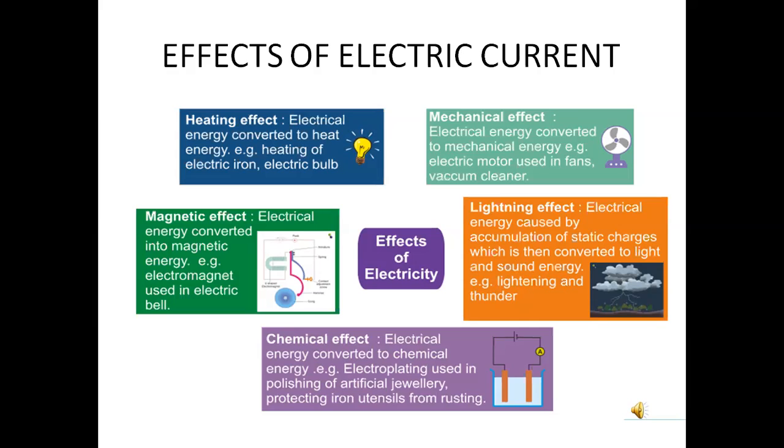And chemical effect is electrical energy converted to chemical energy. The example of chemical effect is electroplating, used in polishing, artificial jewelry, and protecting iron from rusting. And last, magnetic effect: electrical energy converted into magnetic energy. The example of magnetic effect is the electromagnet used in electric bell.